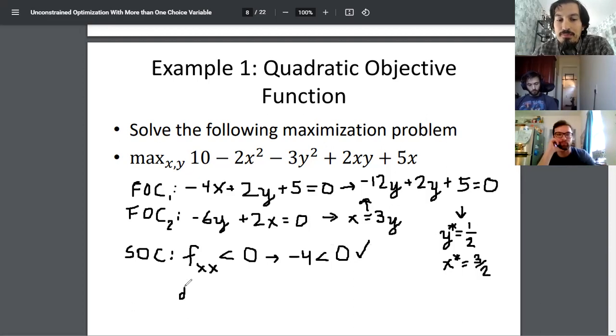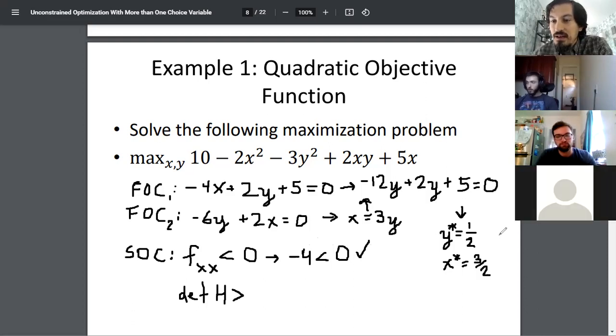Now we want the second part of the SOC, which is determinant of Hessian should be positive or negative. Positive. Thank you. Who said that? Can't tell. It's Amina, right? Yeah. Thanks, Amina. Det H should be positive. Okay, let's calculate det H. Do I need to write out H? Would someone like me to write out H? Maybe we should. You know what?